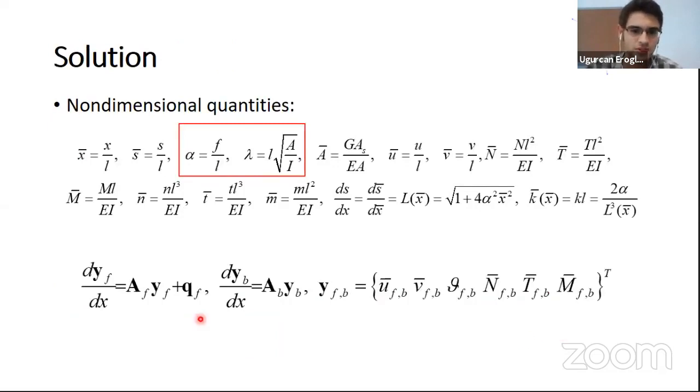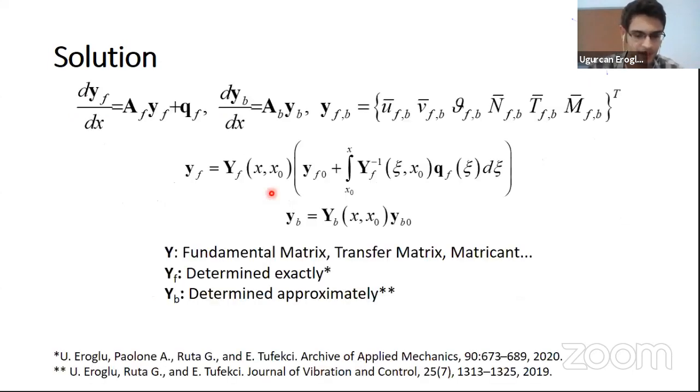These are the non-dimensional quantities, but to be honest, only when commenting on the results, these two will be of importance. The parameter alpha defines the initial configuration or initial geometry of the parabolic arch, and lambda here is a measure of its slenderness. The resulting equation system is of variable coefficient. It is homogeneous for bifurcated path, and it is non-homogeneous for the fundamental path.